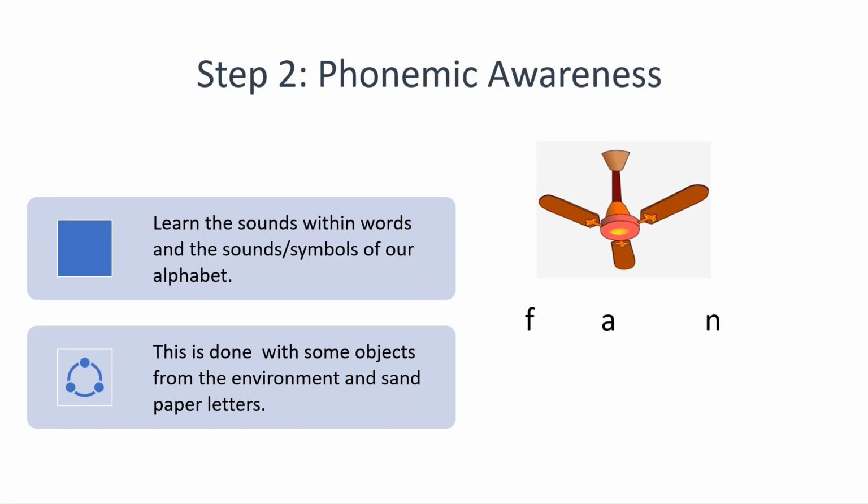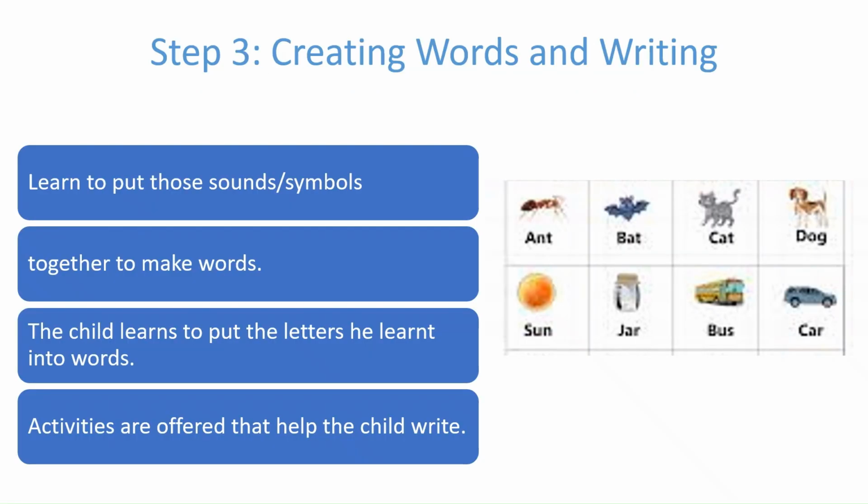The second step is phonemic awareness. Here, we learn the sounds within words and the sounds or symbols of our alphabet. This is done with some objects from the environment and sandpaper letters. The third step is creating words and writing. Learn to put these sounds and symbols together to make words. The child learns to put the letters he learned into words. Activities are offered that help the child write.